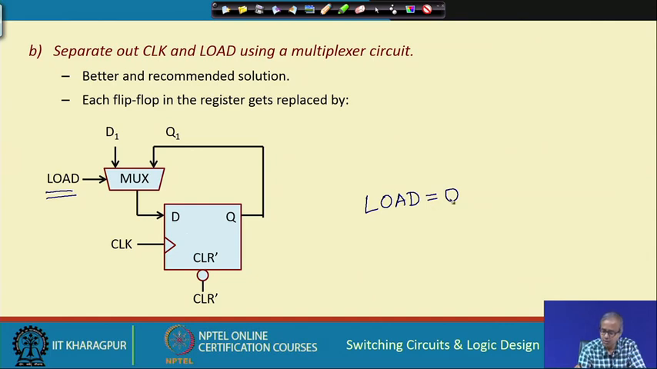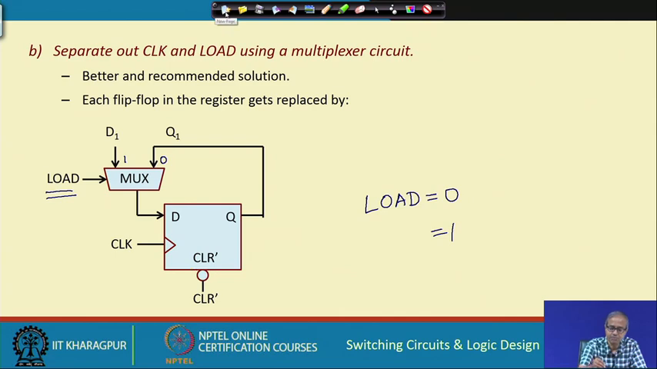So, when load is 0, whatever is getting stored, I select that to be the 0 input of the multiplexer. This Q1 will get selected and come to D. So, the same value will get stored. So, no change. But when load equal to 1, I want to load the external data D1 which is coming. So, this will be my 1 input of the multiplexer. When load is 1, D1 will come in and D1 will get stored.